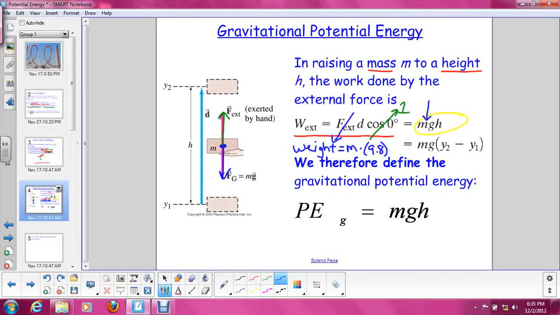This is our force, mass times the acceleration due to gravity, and h is just another way to say distance. This object is only being lifted straight up. It's not moving over side to side. So we can call the distance it travels its height.